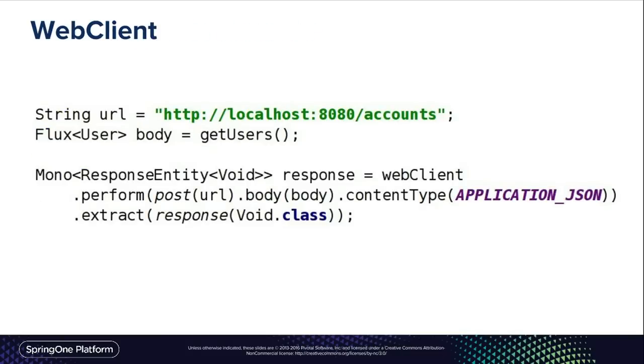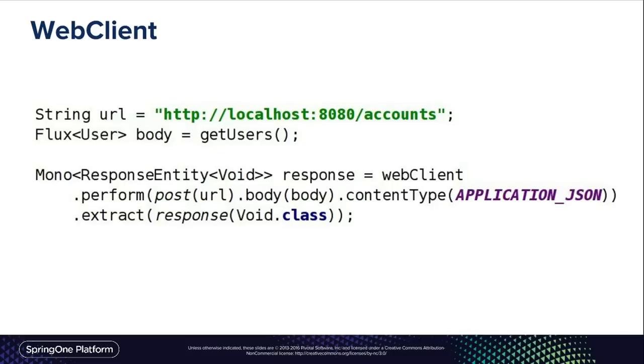And of course, we also have a web client, which is an important part of this story because very commonly this is of interest when you have microservices. When you have microservices, you probably have to make some HTTP calls to other services. And you can see here what we have at the moment for M1. In this case, we're using Reactor, and we have a web client. We're performing a post. We're passing the body, which is a flux of users. So that's a streaming scenario. You can see how easy it is to do something like that. And then we're extracting the response.